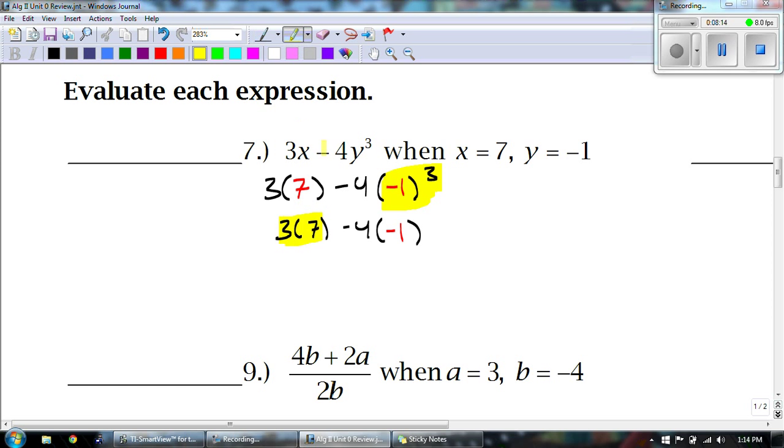3 times 7, because we're going to multiply, is 21. And then this is negative 4 times negative 1. We can multiply that too to get a positive 4. And then 21 plus 4 is 25.